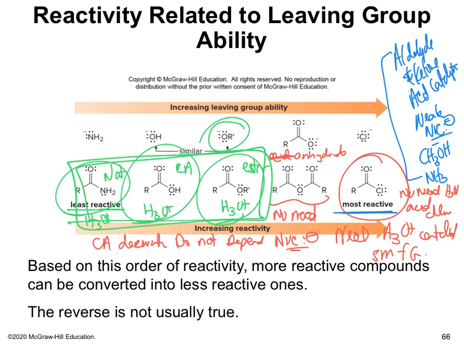If it was too reactive of an acid chloride, I would immediately go to an acid anhydride. If the acid anhydride is still too reactive, I would go to an ester. So you can pick and choose the functional groups and slow the reaction down in order to create an increase in yield to get a compound you need.